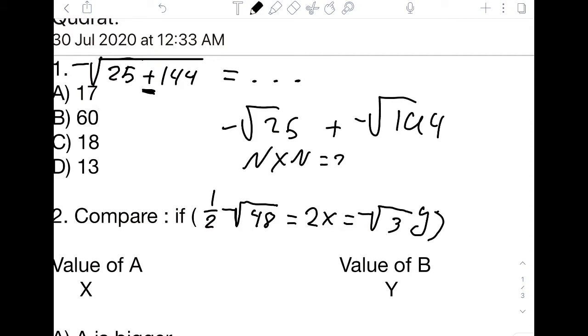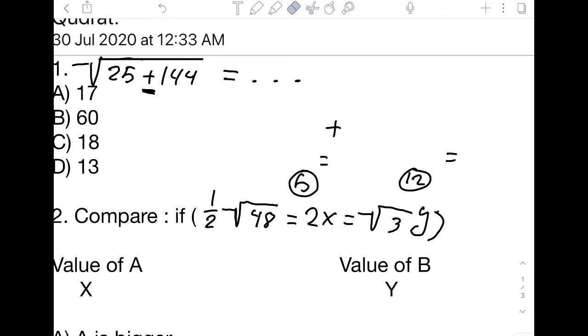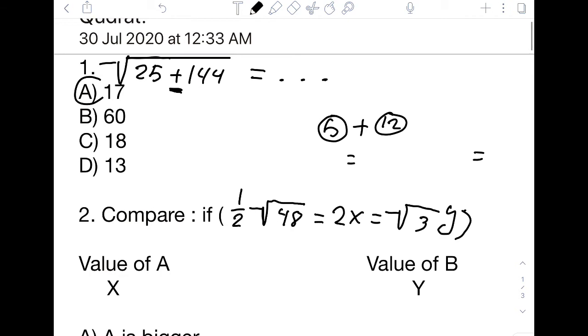The square root of 25, or the two numbers multiplied by each other that give you 25, is 5. And they have to be the same number, so that's why it's n and n. And for 144, the two numbers that multiply each other to give 144 are 12. Same number as well. And then you can just solve. You can just erase all of this and add those two together. It's as simple as that. 5 plus 12 is equal to 17, and that will be choice A over here.